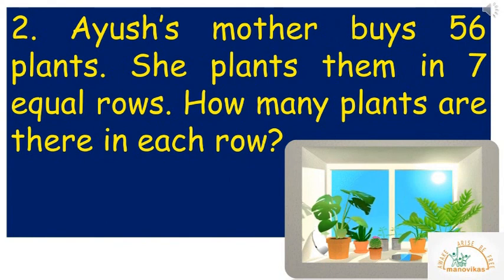The second problem states that Aisha's mother buys 56 plants. She plants them in 7 equal rows. How many plants are there in each row? Here we know that there are 56 plants planted in 7 equal rows. We need to find out how many plants are there in each row. To do this, let's write the statement.